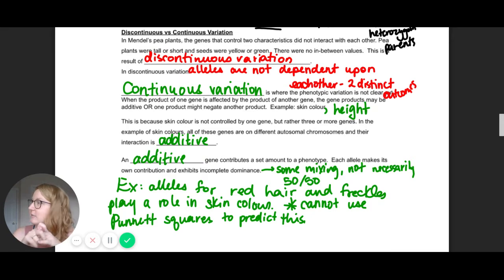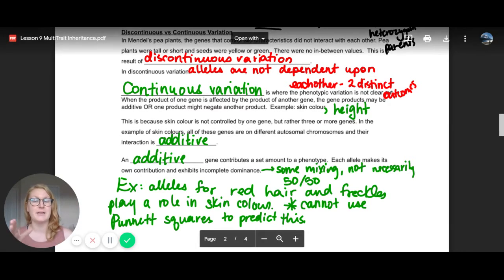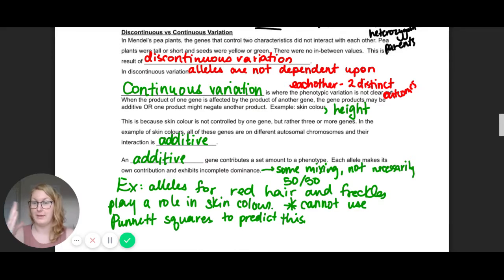Continuous variation is looking at things that have more than one allele responsible for it. So I've used the examples here of skin color and height. There's lots of other things as well. Even our hair and eye color will do that. These are things where the phenotype is not just one outcome or the other. There is often blending that happens.